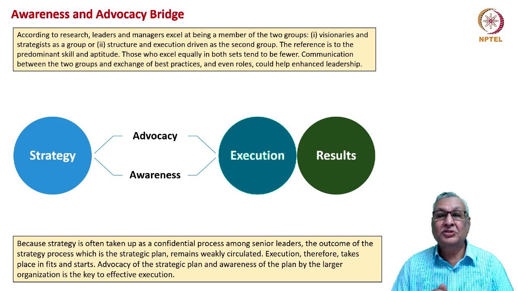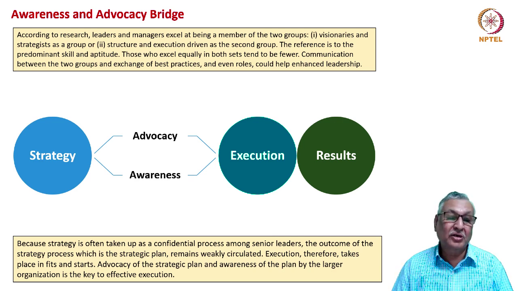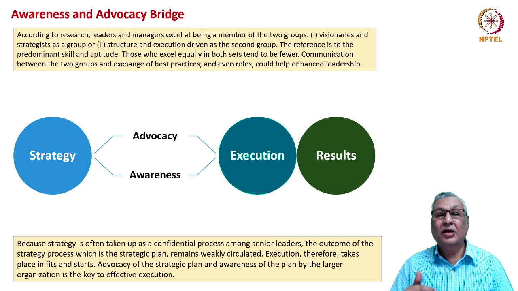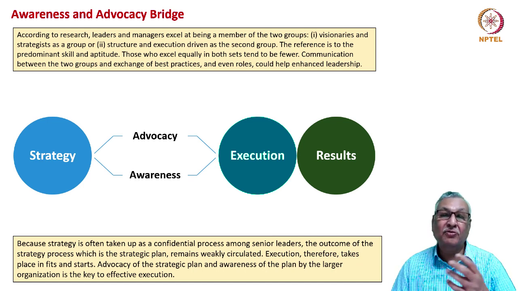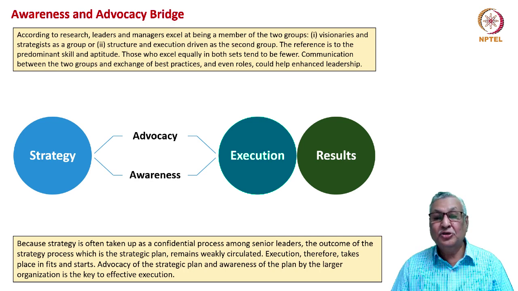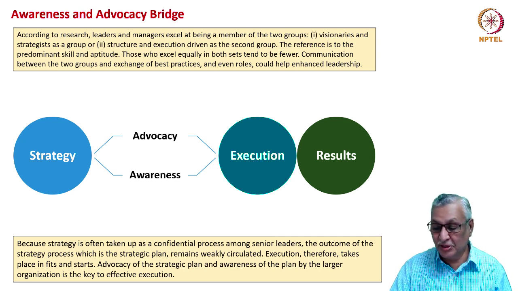So advocacy of this strategic plan and awareness of the plan by the larger organization is key to effective execution. That's where the leadership capability in advocacy and in enhancing awareness, and also the organization's ability to provide feedback and assume ownership through awareness, become important.